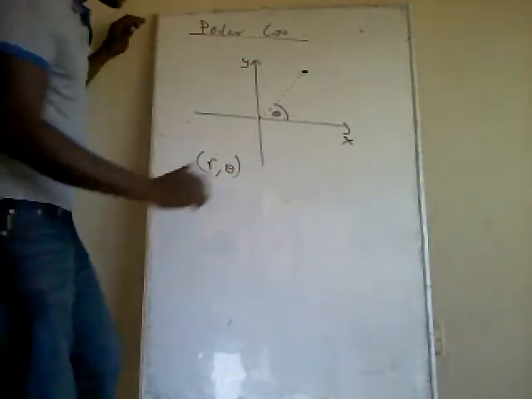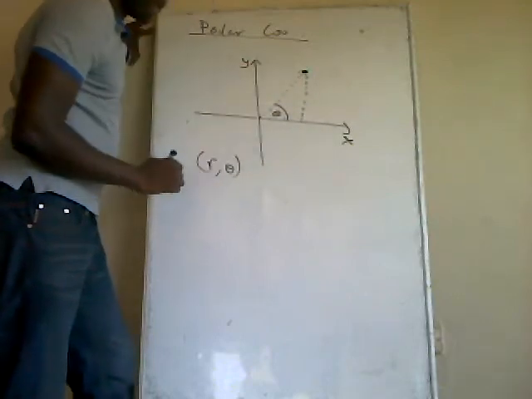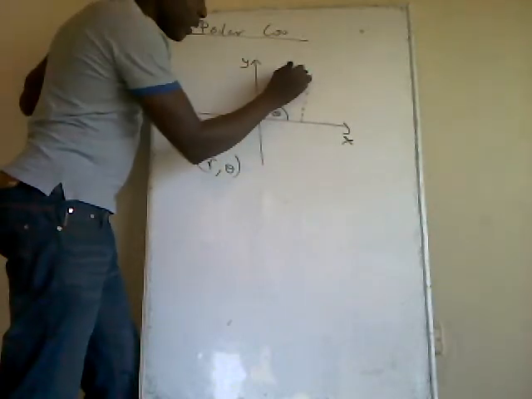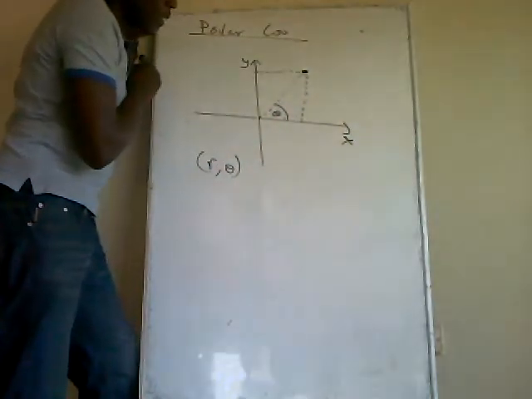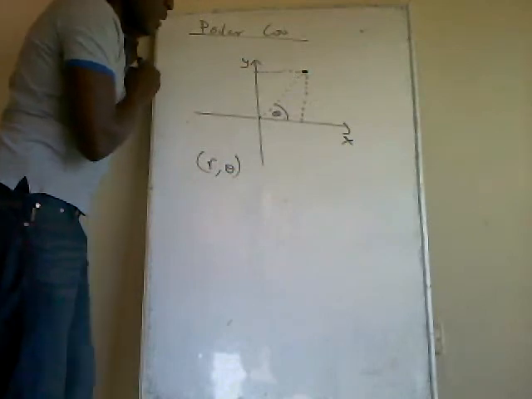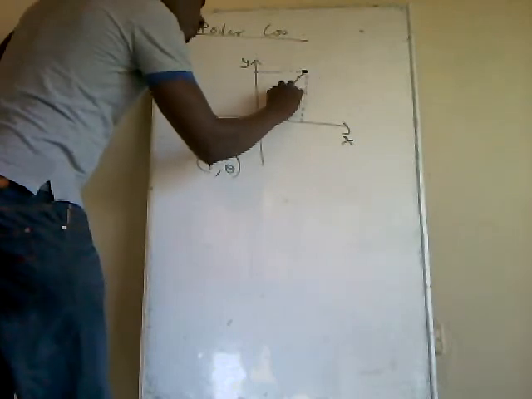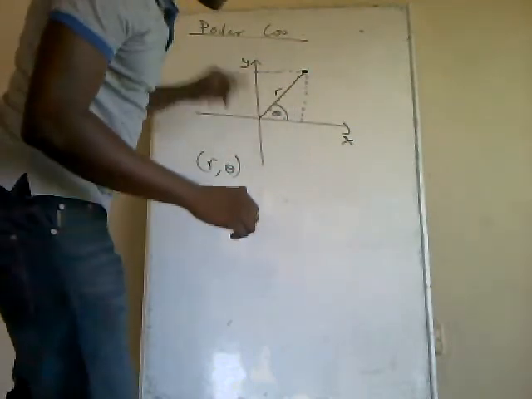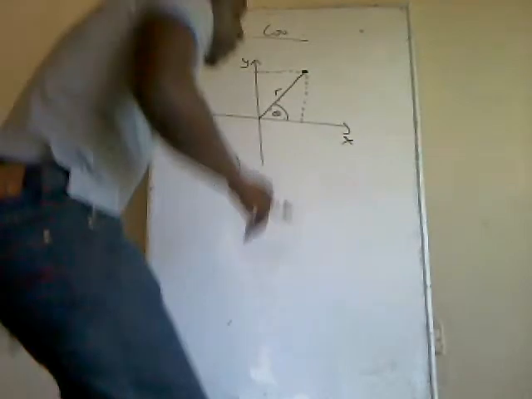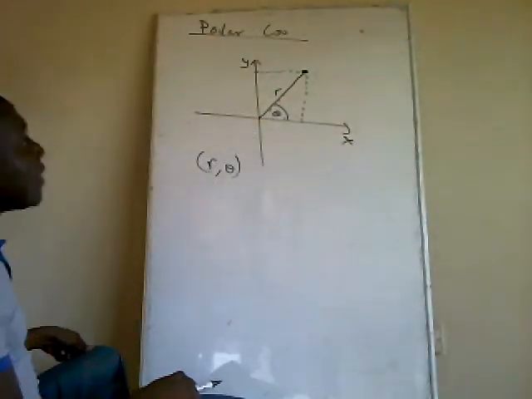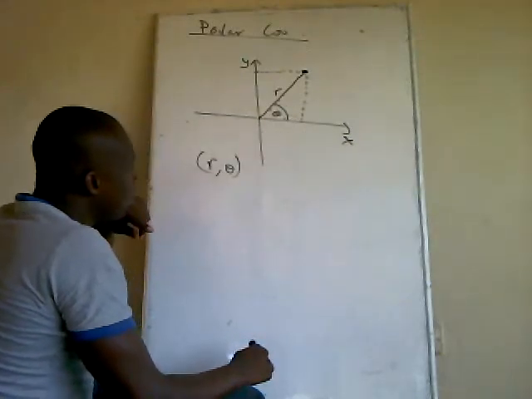Now let's see. If we project this point onto the x, sorry, and now onto the y. Remember, we are calling the distance from the point to the origin r. Let me use a line to represent that. We are calling it r and the angle theta. Now, let's see the relationship between this and the Cartesian coordinate.